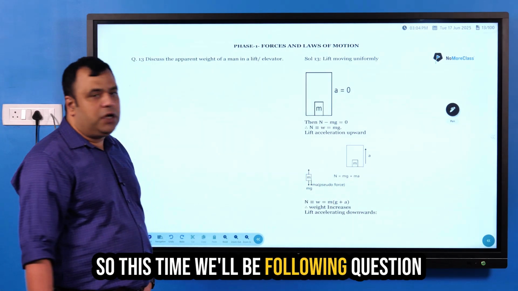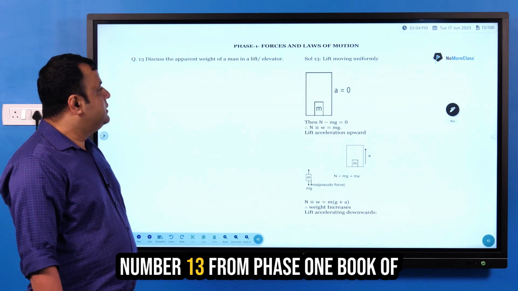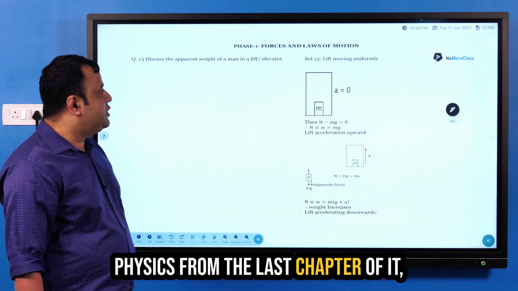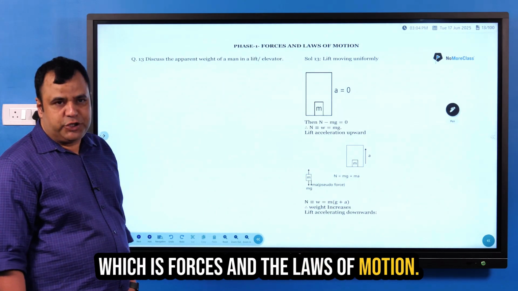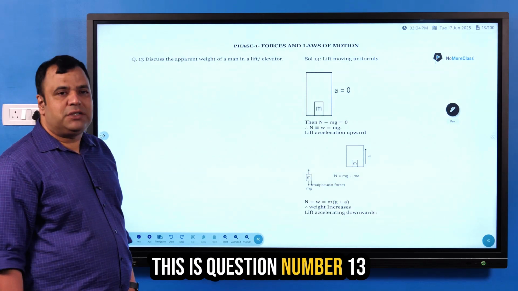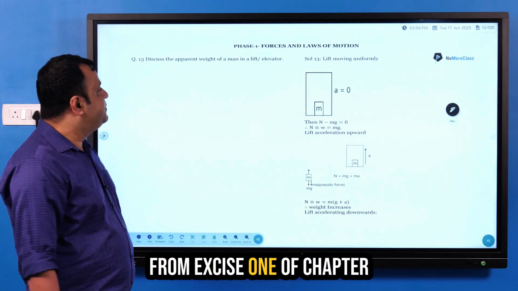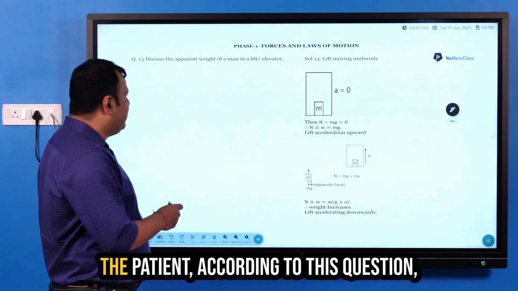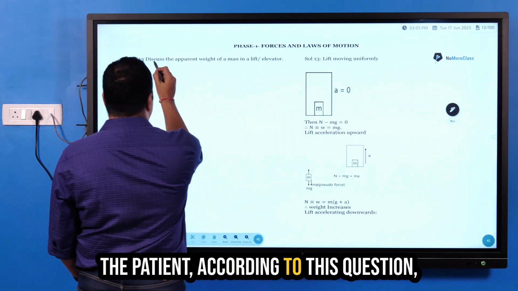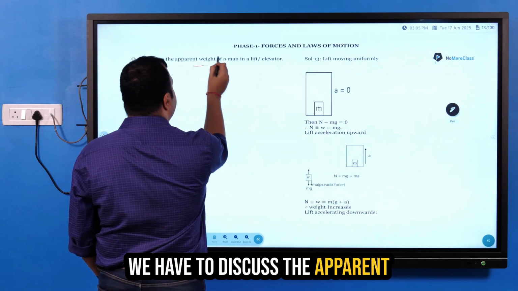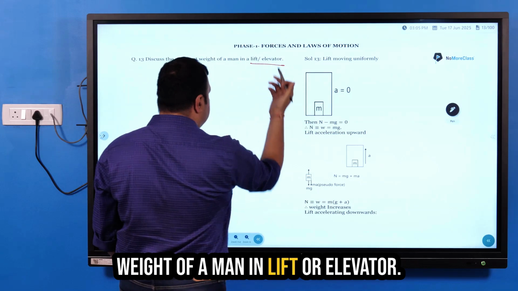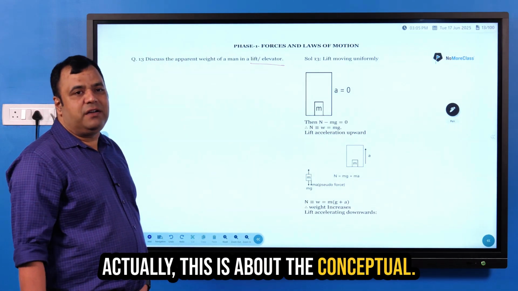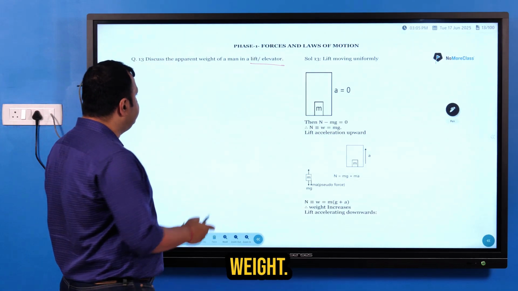So this time we'll be solving question number 30 from Phase 1, book of physics, from the last chapter of it, which is forces and the laws of motion. This is question number 30 from exercise 1 of the chapter Forces and Laws of Motion. Let's see the question. According to this question, we have to discuss the apparent weight of a man in a lift or elevator actually. So this is about the conceptual apparent weight.